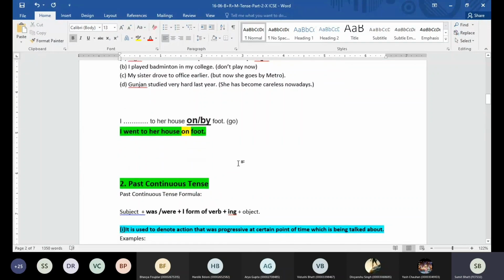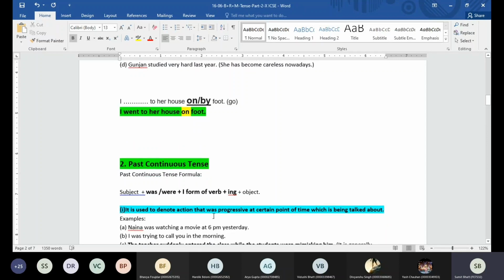In past continuous tense, we are going to have subject, was or were, the ing form of the verb, and object. First thing, the uses. Present continuous tense we use when something is ongoing in the present time. If you're denoting something which was ongoing in the past time, then which tense are we going to use? Past continuous, or past progressive.